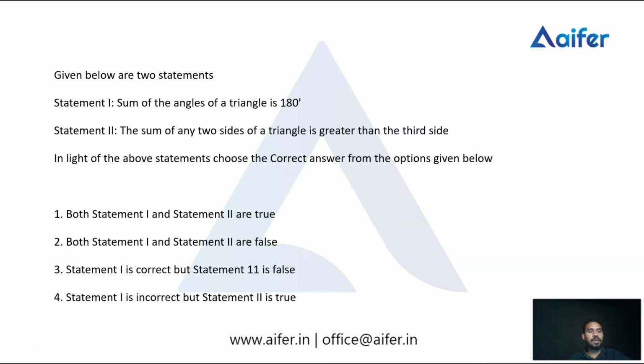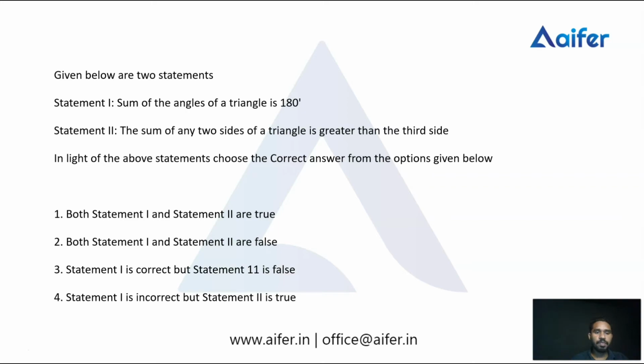Next, given below are two statements. Statement 1: the sum of the angles of a triangle is 180 degrees. Statement 2: the sum of any two sides of a triangle is greater than the third side. In the light of the above statements, choose the correct answer from the options given below. So we are given 4 options and 2 statements. Initially we need to check whether statements 1 and 2 are correct or not. So first we take statement 1.